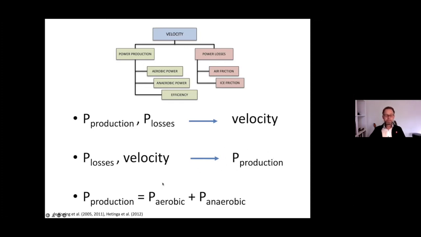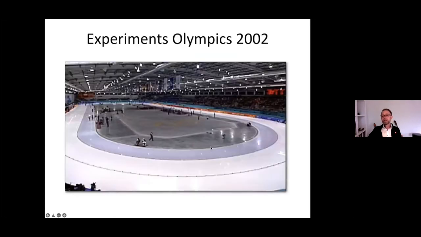And of course, the power production is partly aerobic and partly anaerobic. So if we assume that the aerobic system is behaving like it does in the laboratory or when we measure it on ice, we can say something about the anaerobic power production if we use the model while measuring power losses and measuring velocity. And we were lucky in the 2002 Olympics that we had the possibility to do so.